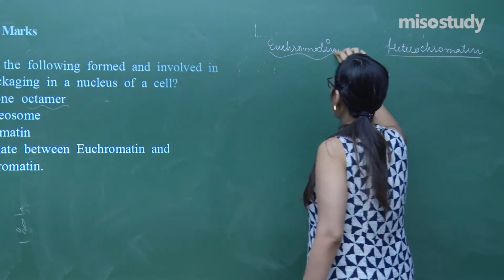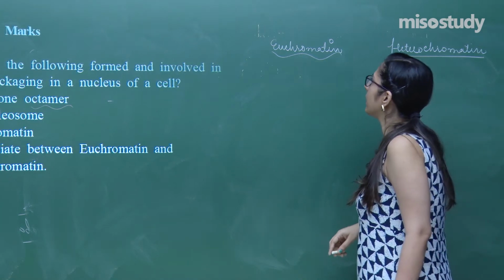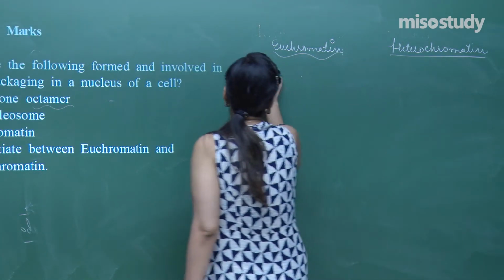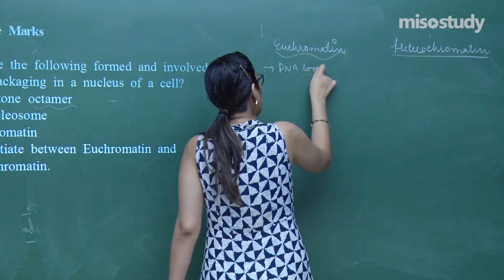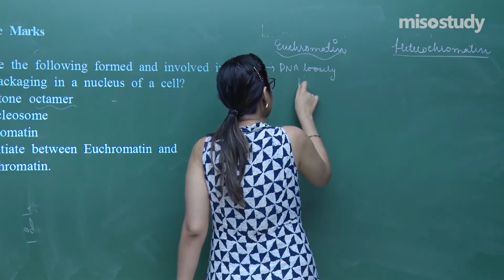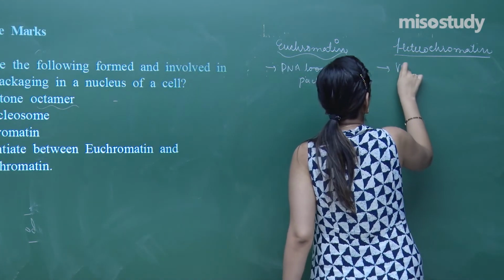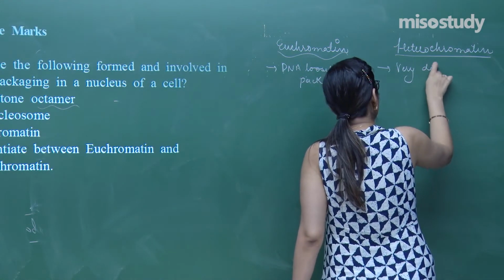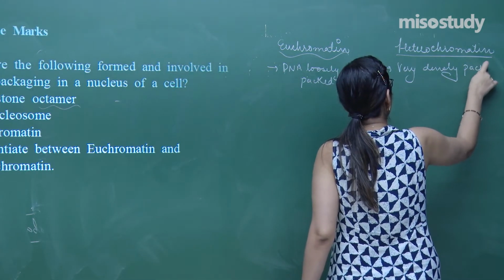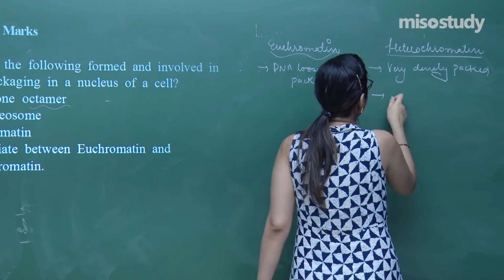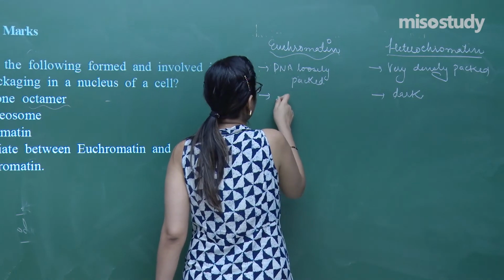These are the two types of chromatin in which the DNA is there. To talk about the DNA in the euchromatin, the DNA is loosely packed. In the heterochromatin, the DNA is very densely packed. They stain dark, whereas these are those which stain light.